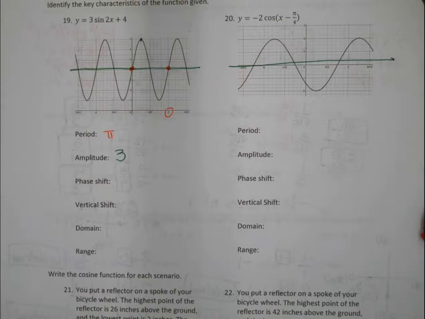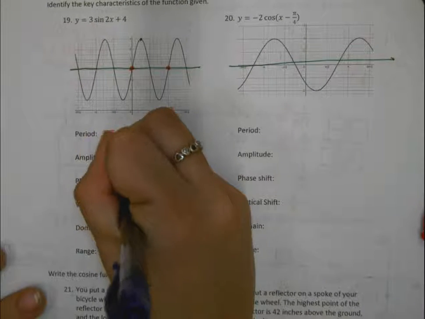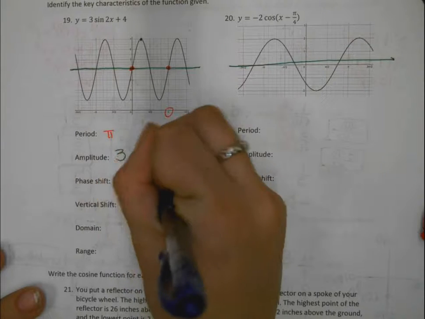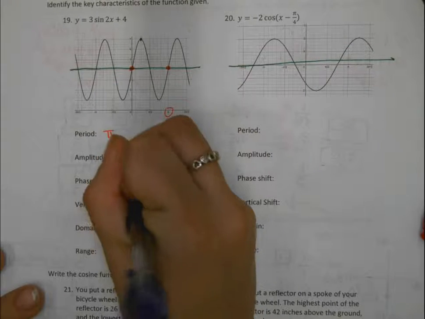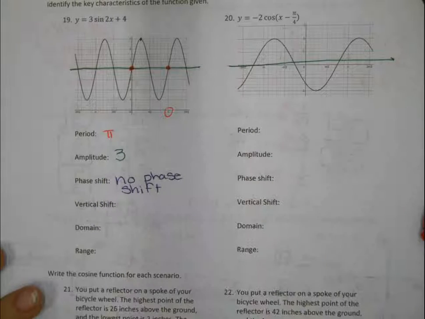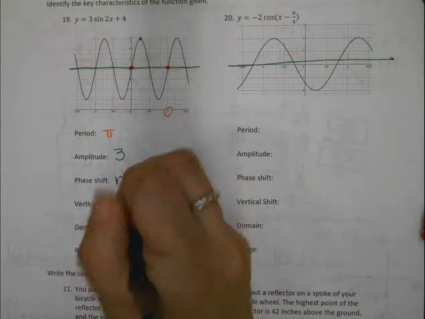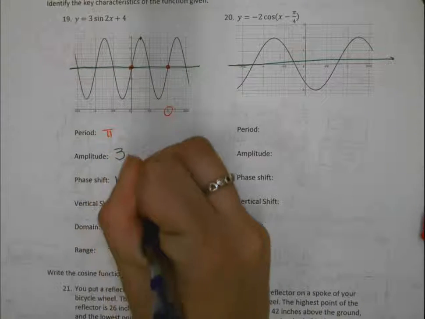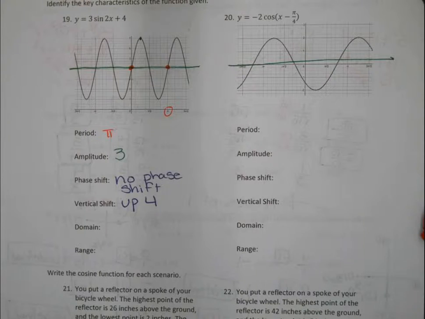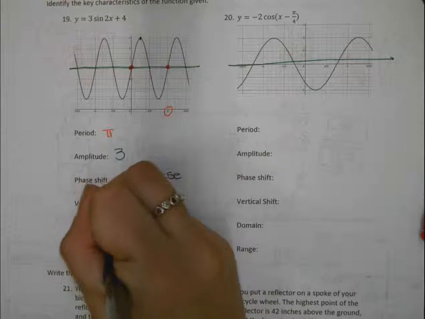This is a sine graph. Sine graphs normally start at 0. This one starts at 0, so there is no phase shift. Okay. Vertical shift is how much it moves up or down. Typically these graphs will be oscillating around 0. So since this is not at 0, and it actually moved up 4, my vertical shift is up 4. Domain for sine and cosine graphs will always be all real numbers.